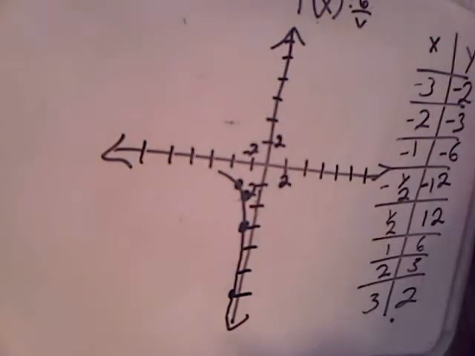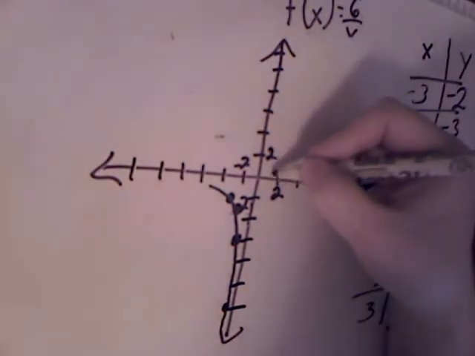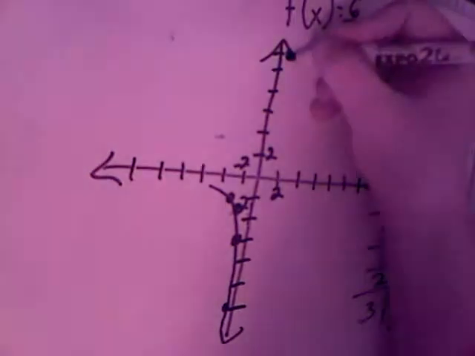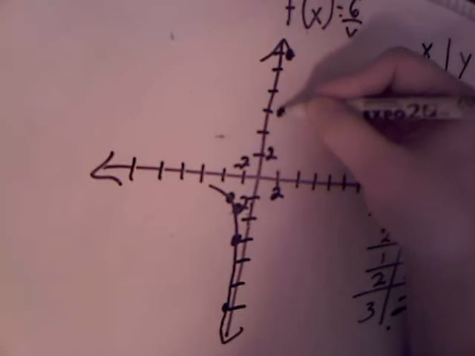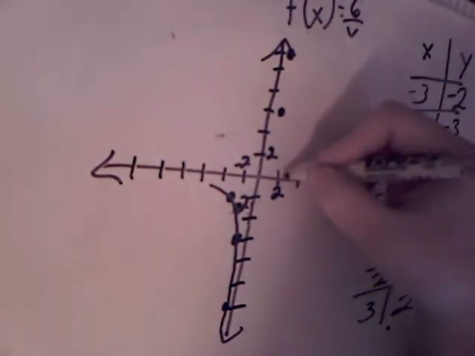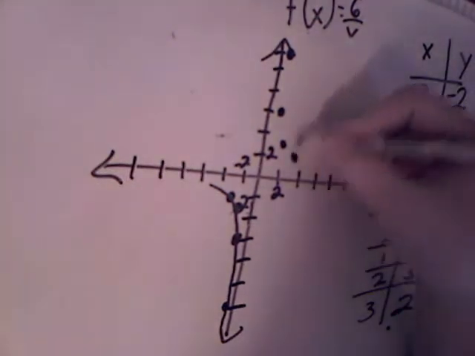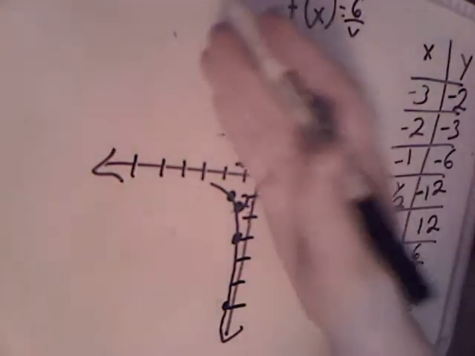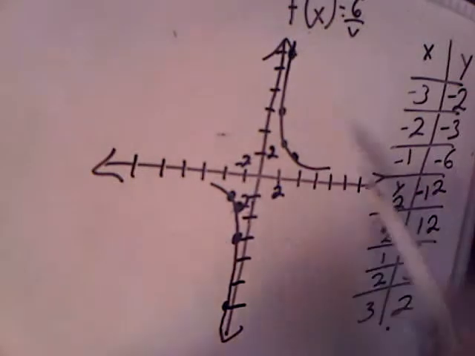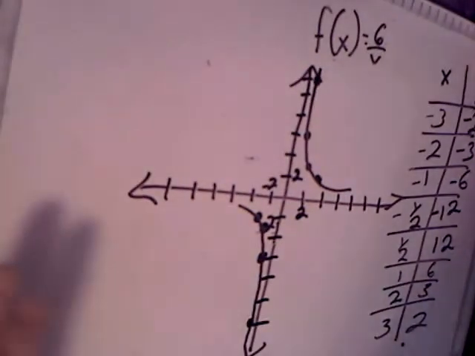Let's take a look at where the rest of these points fall. I have 1/2, 12. I have 1, 6. I have 2, 3, and I have 3, 2. And you can see that this is actually forming kind of an opposite curve, so it almost looks like there's a mirror here, like it's being reflected across a line. And this is what an inverse variation looks like. Let's take a look at one more.